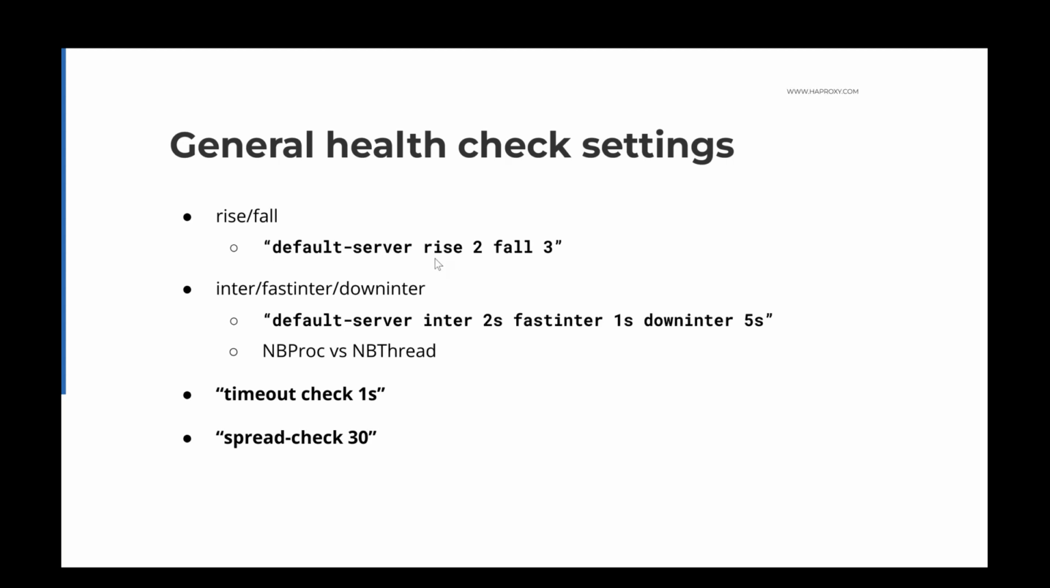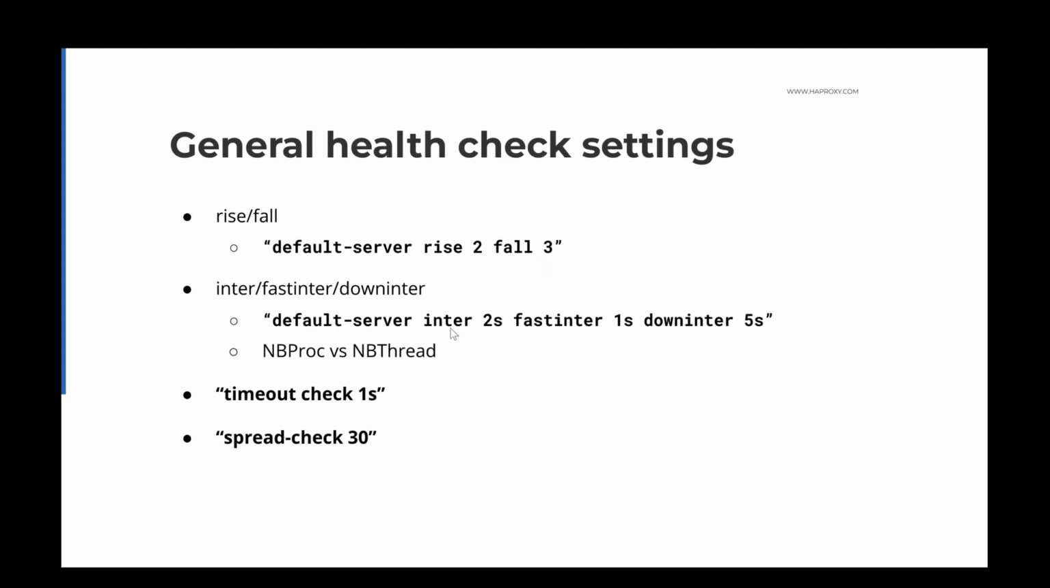And the same thing applies to the check keyword that you saw in the first slide, where we were telling it to do health checks on that particular server. You can just put the check keyword on the default-server line and apply it to all of them. With that out of the way, rise is the number of consecutive health checks that a backend has to pass in order to be moved from the down status to the up status. And fall is the number of consecutive health checks that a server must fail for HAProxy to move it from the up status to the down status.